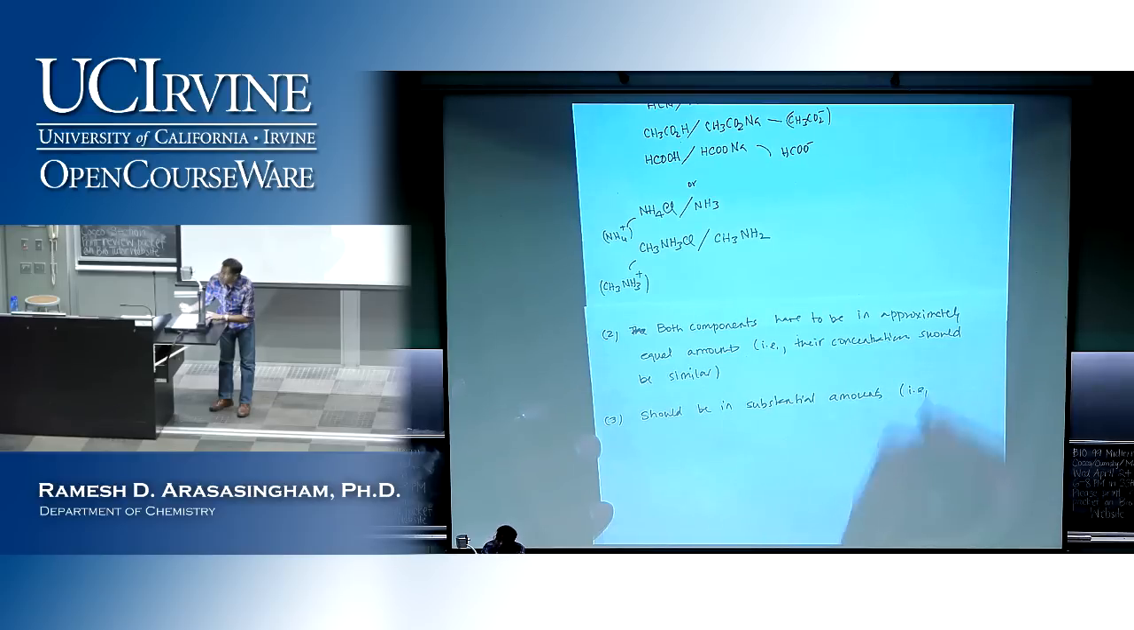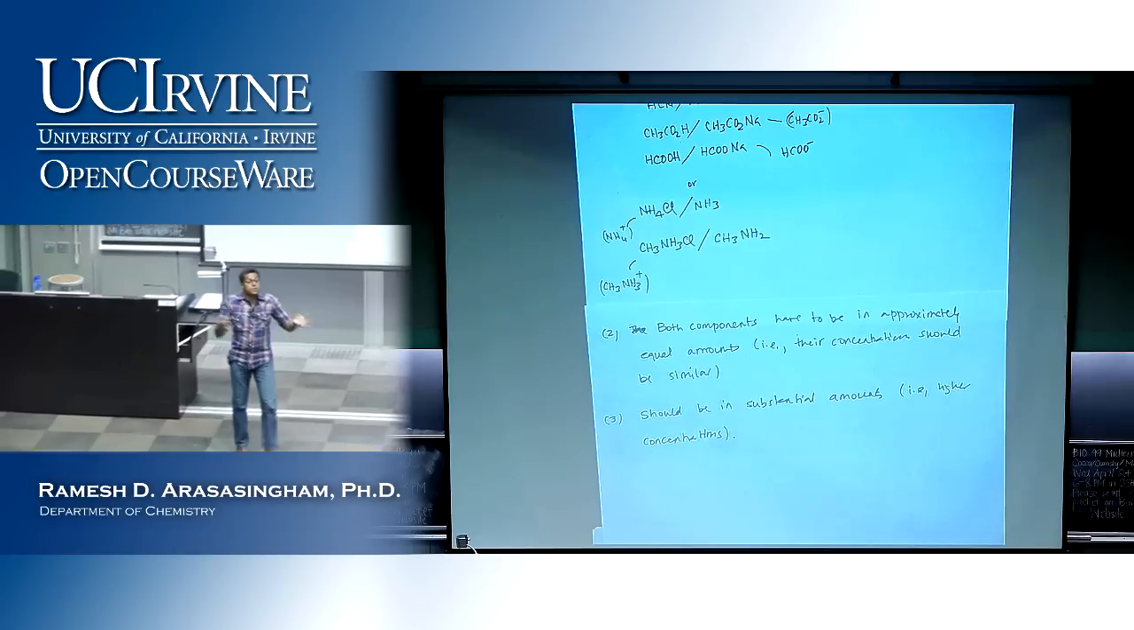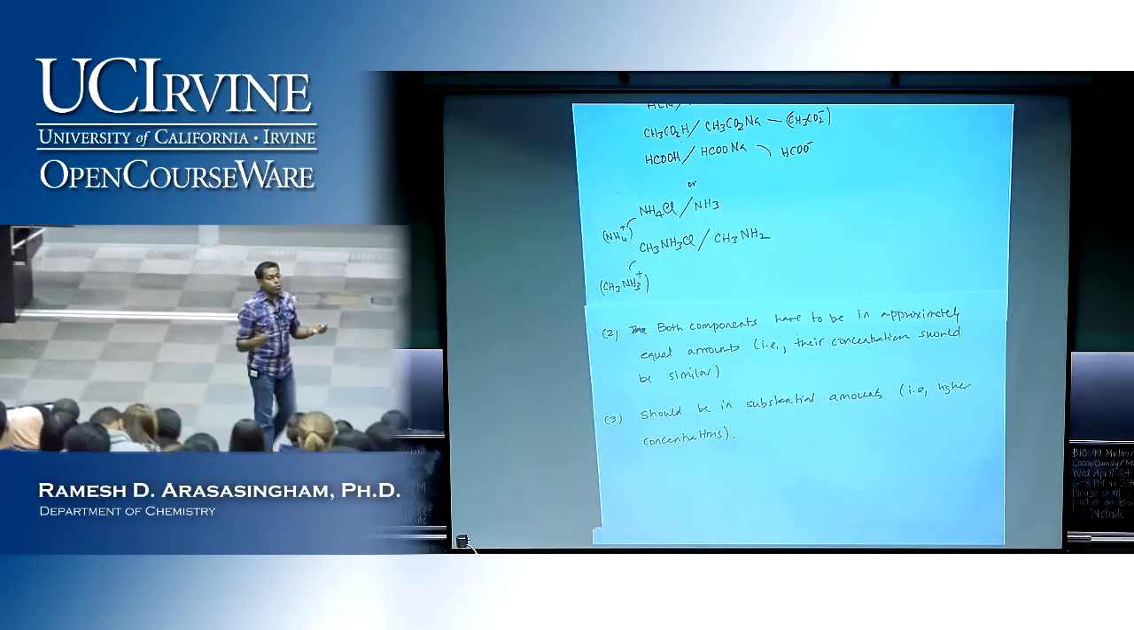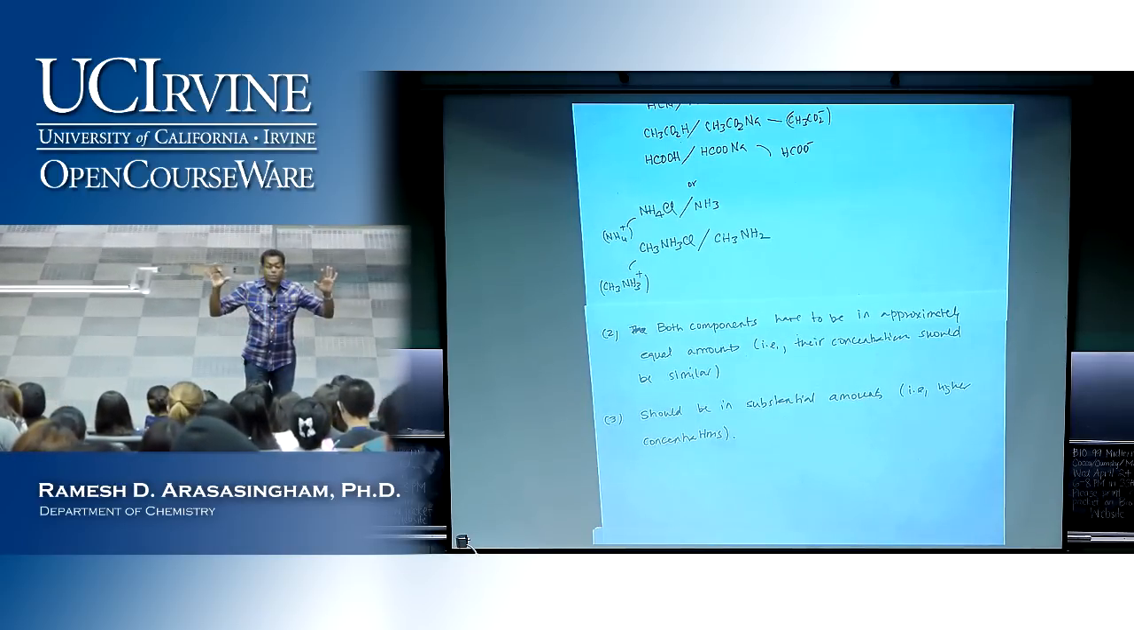In other words, what that means is higher concentrations. All right? So when I say higher concentration, one molar is considered to be quite a high concentration. So if they're of the order of one molar, two molar, then the more concentrated both of them are, the better the buffer.